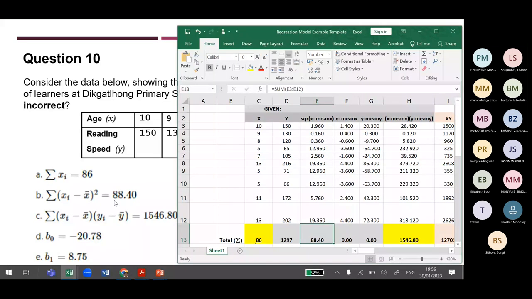C says the sum of your x observation minus the mean times your y minus the mean of y. So here I'm calculating x minus the mean, which is this part, and y minus the mean of y, which is that part. So I'm doing it in two parts, and here I am combining the two. I'm multiplying the two brackets together. And the summation of that, which is the orange part, is the answer that I'm looking for.